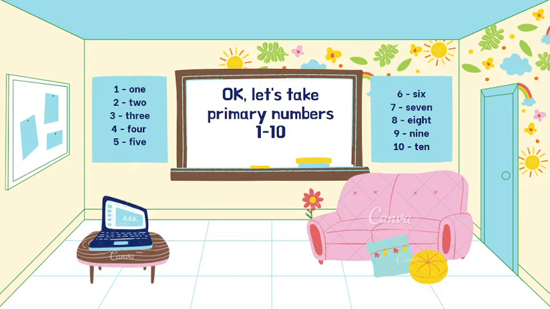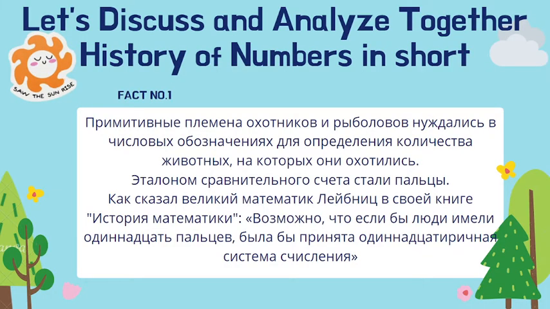And what's that? What's the miracle, you will ask me? The miracle is that numbers didn't exist in ancient times. Let's discuss and analyze together the history of numbers in short. Fact number 1: primitive tribes of hunters and fishers didn't have numbers in the definition as we use it now. They needed only to indicate how many animals or how much fish they would hunt, and they had to signal to their group where they are and what they are doing and how many heads they are going to hunt.